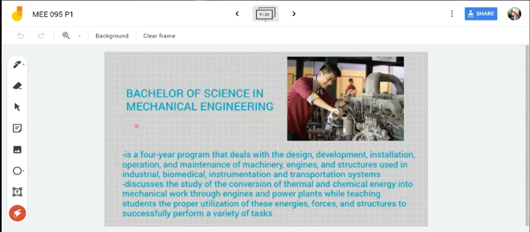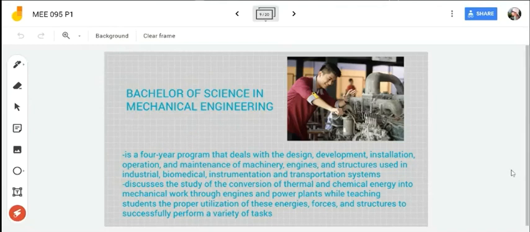So from the definition, it was said here that the Bachelor of Science in Mechanical Engineering is a 4-year program that deals with the design, development, installation, operation, and maintenance of machinery, engines, and structures used in industrial, biomedical, instrumentation, and transportation systems.